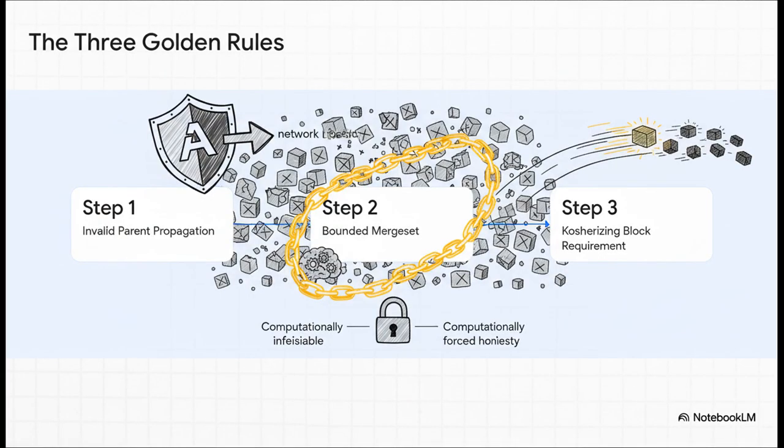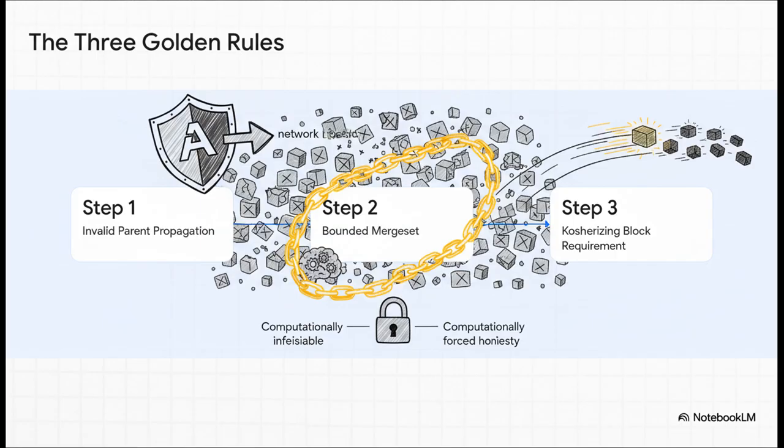And these ideas are enforced by 3 golden rules. If a block breaks any of them, boom, the network just throws it out. The first is invalid parent propagation. It's simple. If you build your block on top of a bad block, your block becomes bad too. This stops attacks from spreading.